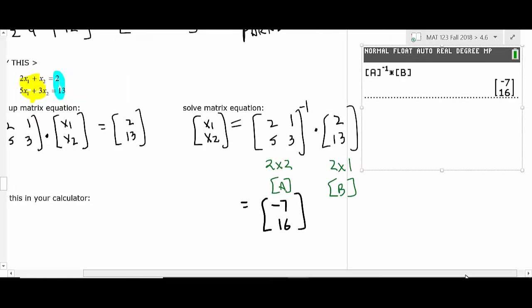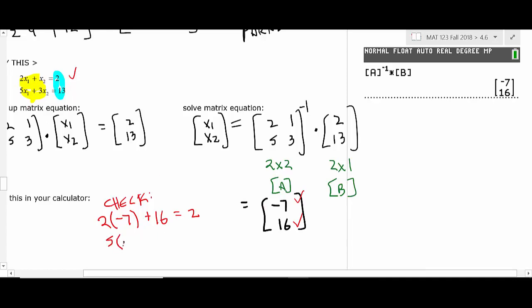All right, are you with me? Okay. I want to show you one other thing. There's one other thing I want you to just do real quick on this problem, because I want to remind you that even though your calculator is going to do this right, the meaning of this problem is if you took the original first equation and plugged in negative 7 and 16, you'd have 2 times negative 7 plus 16, that's equal to 2. That checks in that first equation, in other words. If you plug it in the second equation, you would have 5 times negative 7 plus 3 times 16 equals 13. Okay, they're both right.